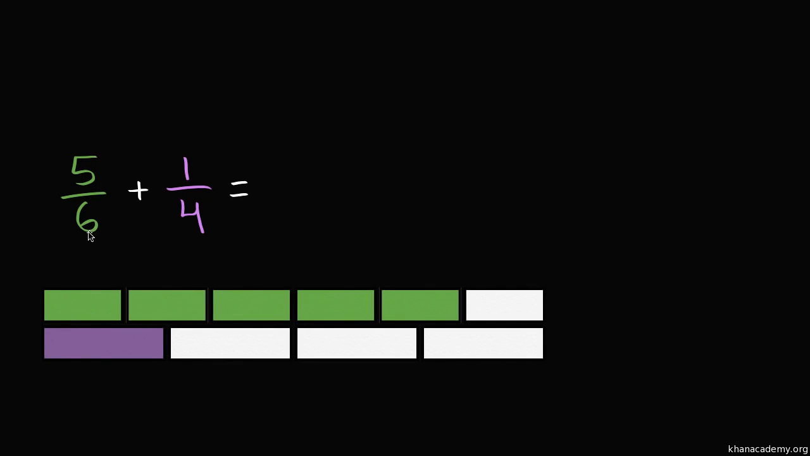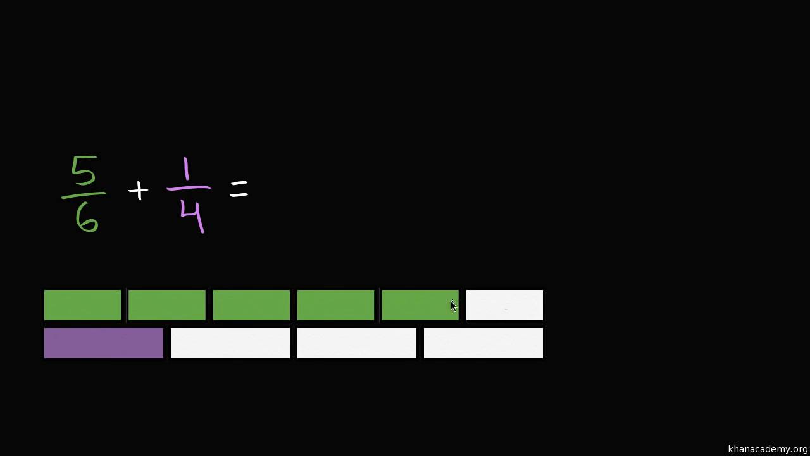Let's see if we can calculate what 5/6 plus 1/4 is. And to help us, I have a visual representation of 5/6 and a visual representation of 1/4. Notice I have this whole broken up into 1, 2, 3, 4, 5, 6 sections, and we've shaded in 5 of them.